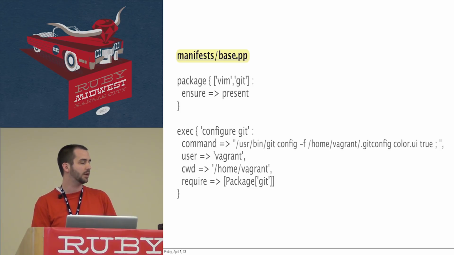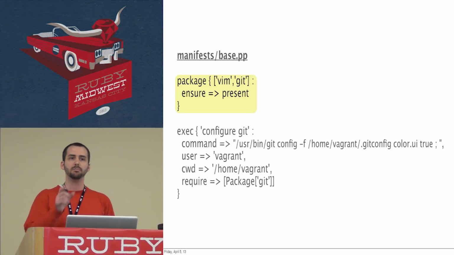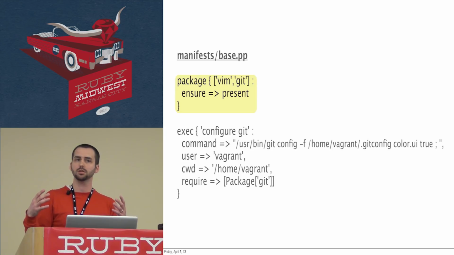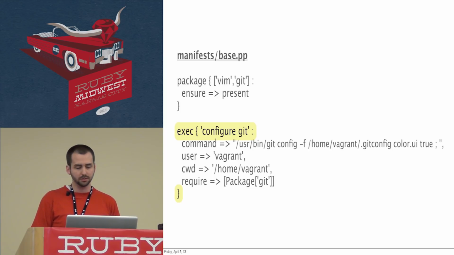Okay, so in that file, inside our manifest folder, we're going to do the exact same thing we did in the shell scripting example, just in Puppet. We're going to install Vim and Git. So you just say, package, here are the packages I want you to make sure are installed, and just make sure they're there. And Puppet does it. It's pretty awesome. And then we're going to execute a command. So the exec argument is basically just execute something on the command line. So you give it the command to execute. You tell it who you want to execute as, where you want it to execute it, and then you give it any requirements that are necessary before it's executed. So in this case, we want to make sure that the package git is installed before we run git config.